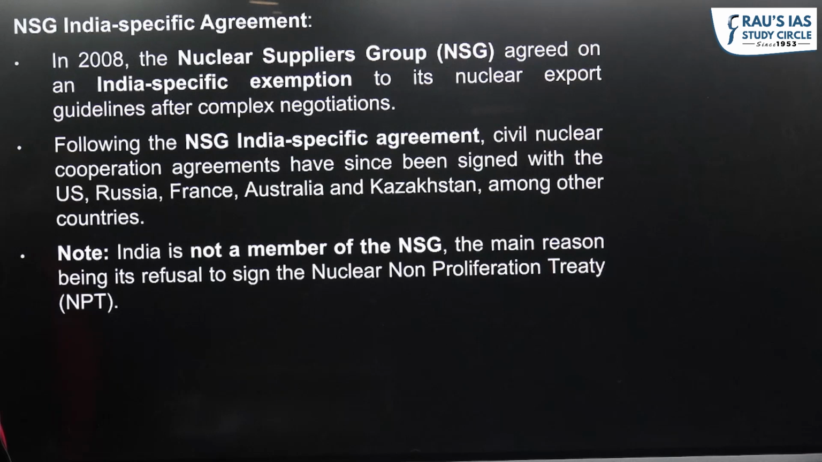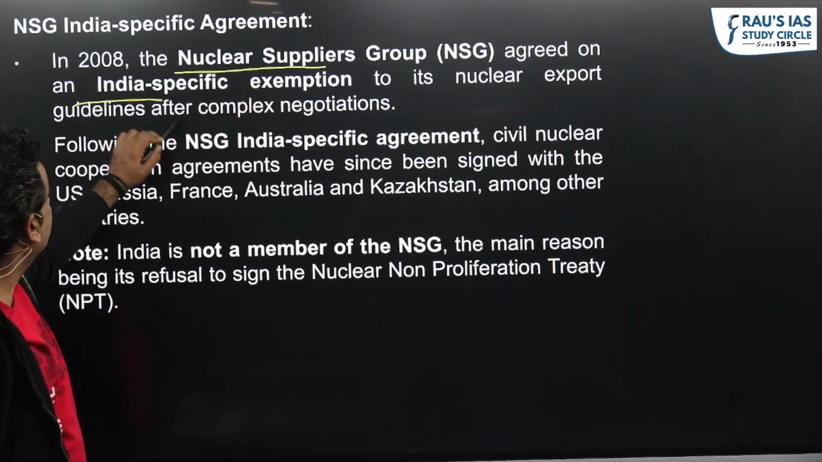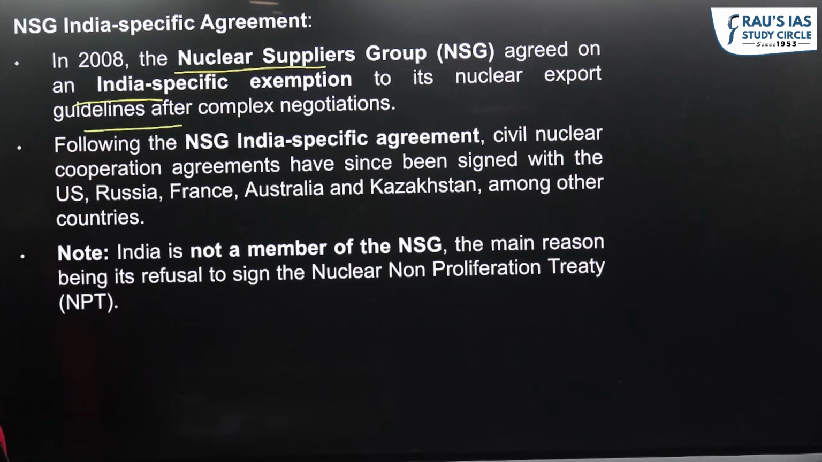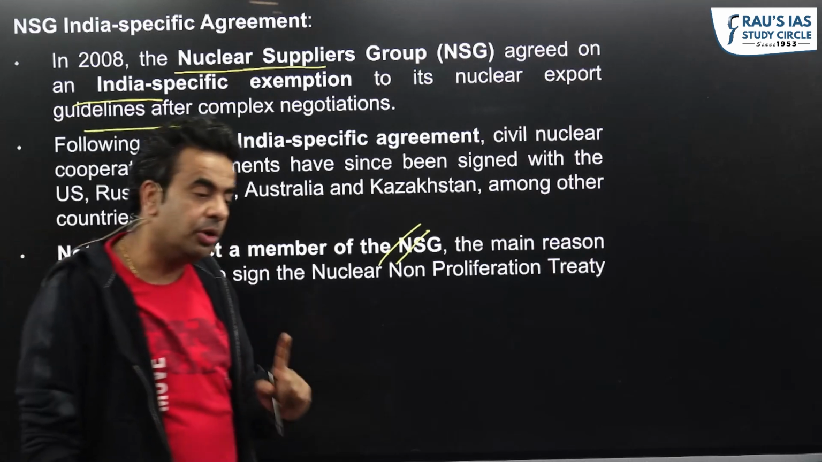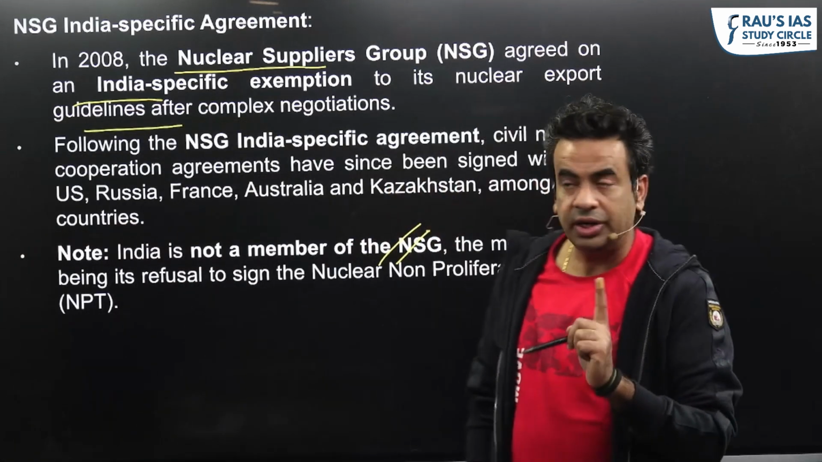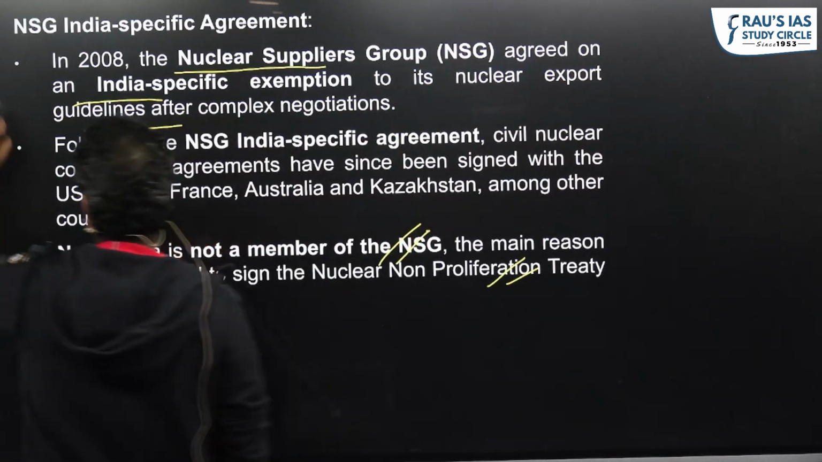As it is written, the Nuclear Suppliers Group has given an exemption or waiver to India. India is not a member of the NSG yet. This is an important fact to remember for Prelims. India has only got the waiver. India is not a member, and India is not a signatory to the NPT.